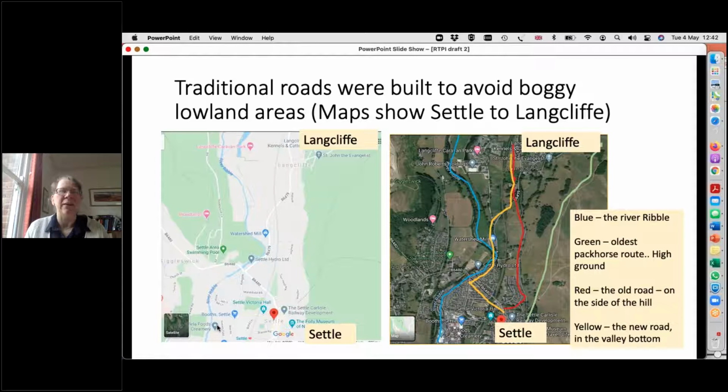But nowadays we can build roads in ways with bridges and whatever that avoid the flooding largely. However, if there's a really bad flood, we won't necessarily. But you can bet your bottom dollar that you could still take the pack horse route to Landcliffe if you wanted to, even if the other two were obscured by flooding. So traditional routes were avoiding the flood.